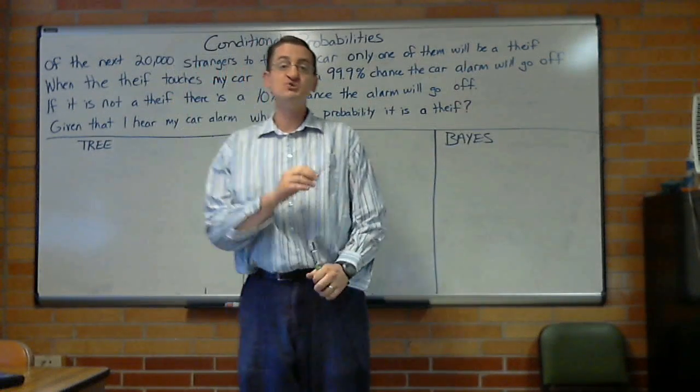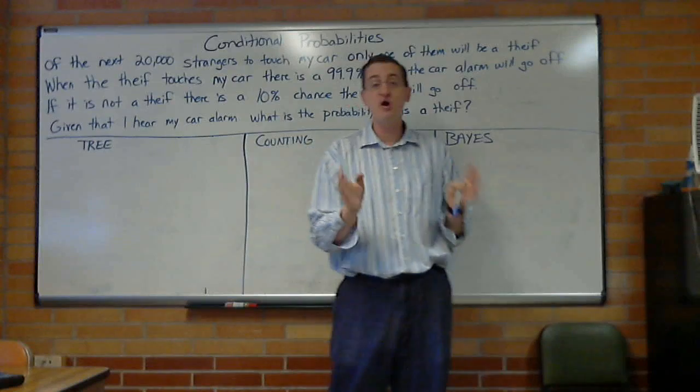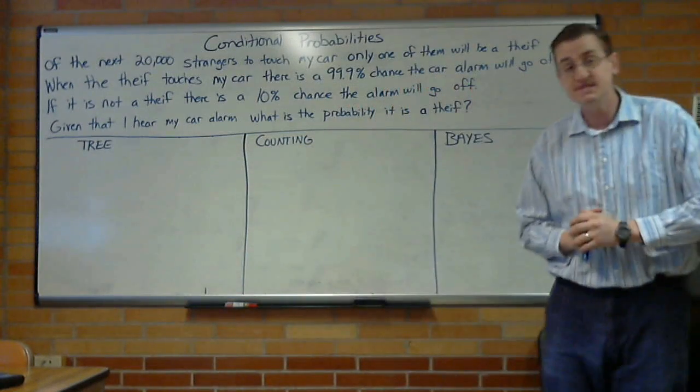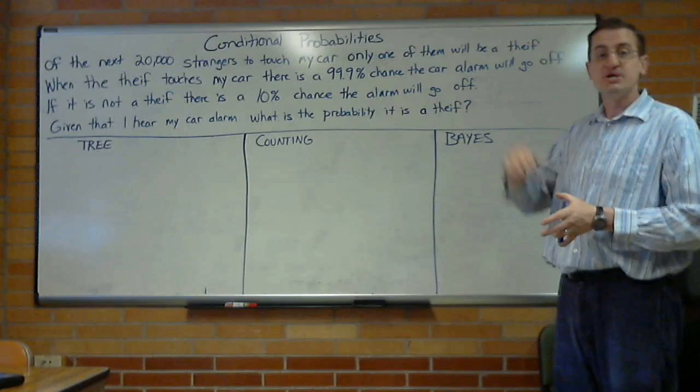Let's do another conditional probability example because I know these are hard. These are one of the top 5 hardest things in this class. Let's talk about car alarms.